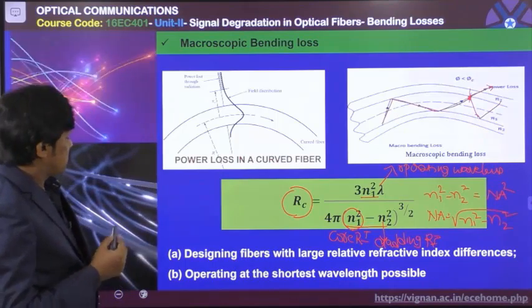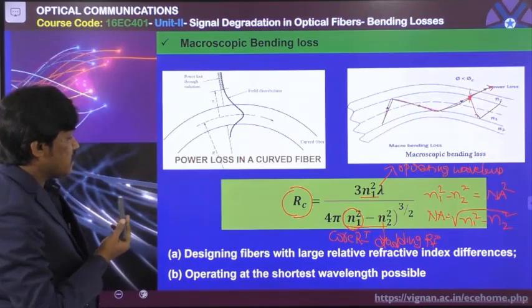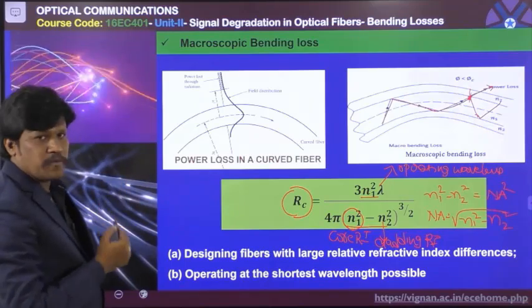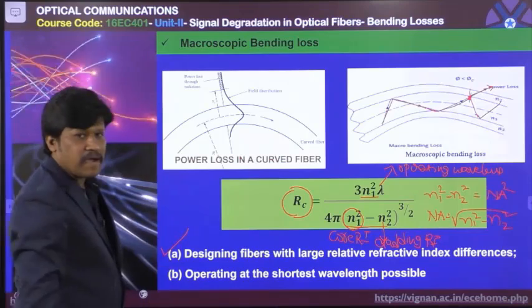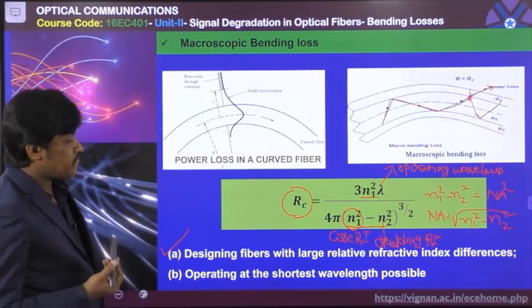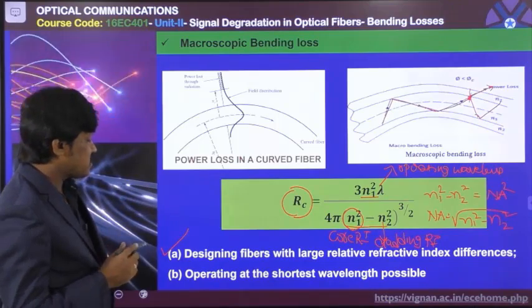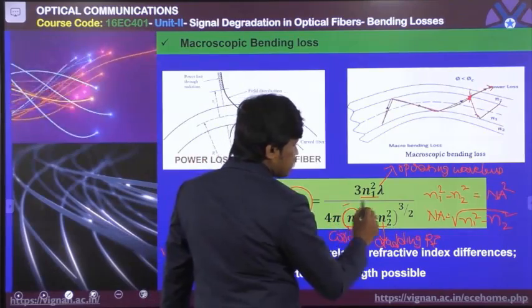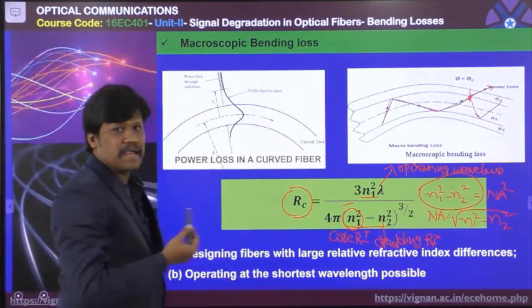So there are two conditions to reduce these macroscopic bending losses. First one is designing fibers with relative refractive index differences, which is nothing but the difference between n1 square and n2 square.